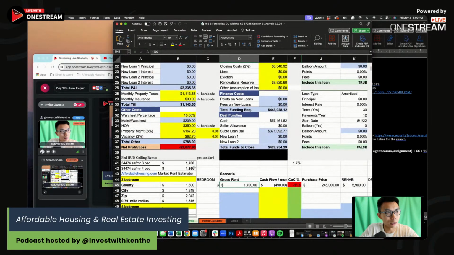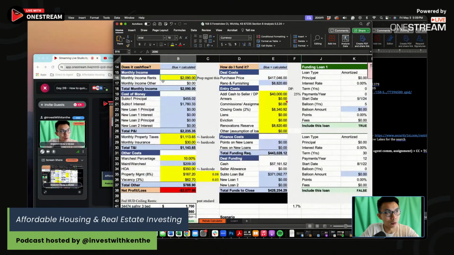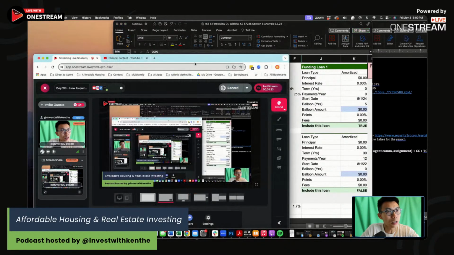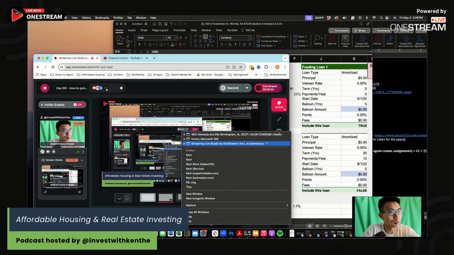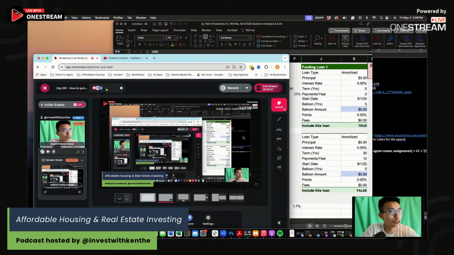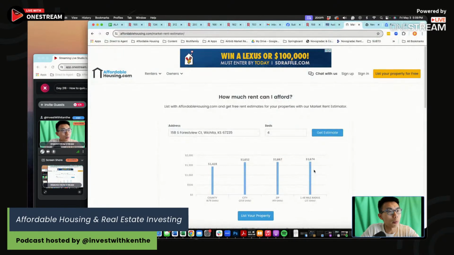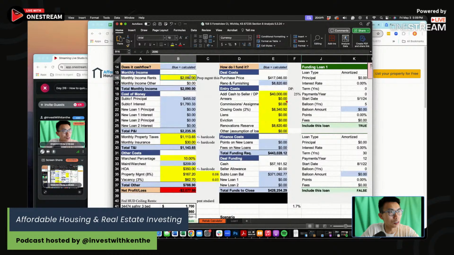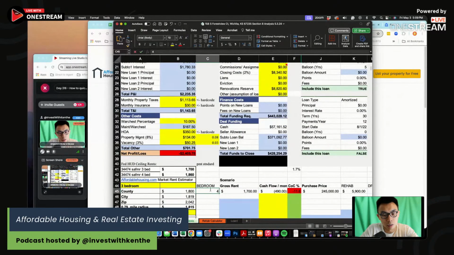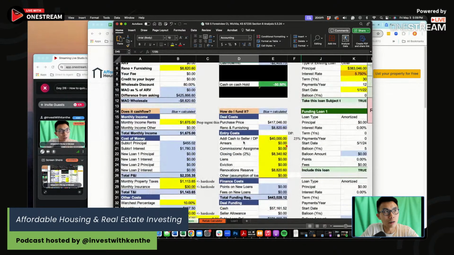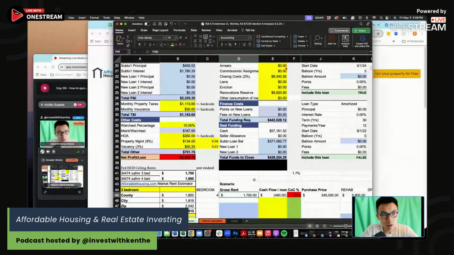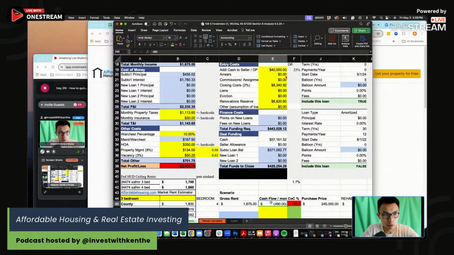Wait, hold on one second. I'm sorry. Let me update the rent. It's going to be a bigger loss because the market rent is what? What was the market rent on this property? Market rent on this property was $1,675. So at $1,675, you're actually going to be losing $2,400. Hopefully that makes it really clear on why I ruled out the deal way earlier, right?